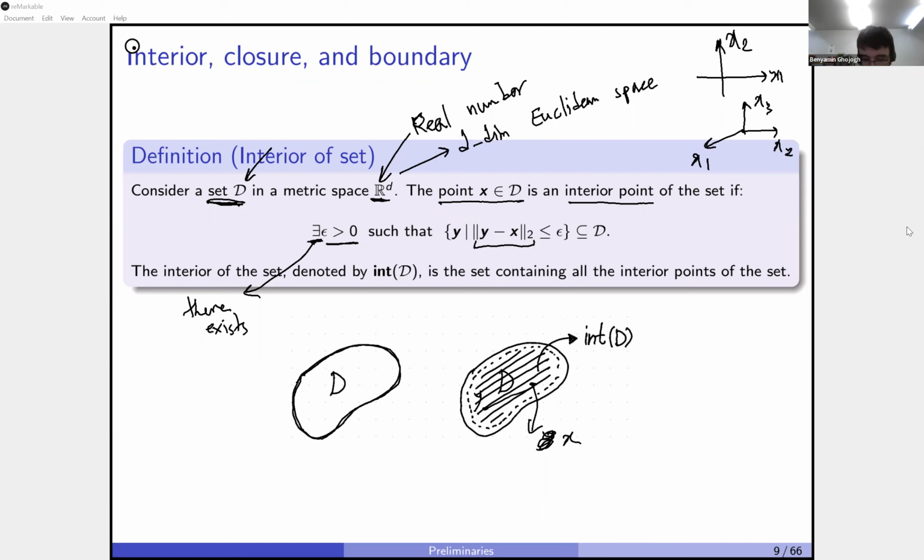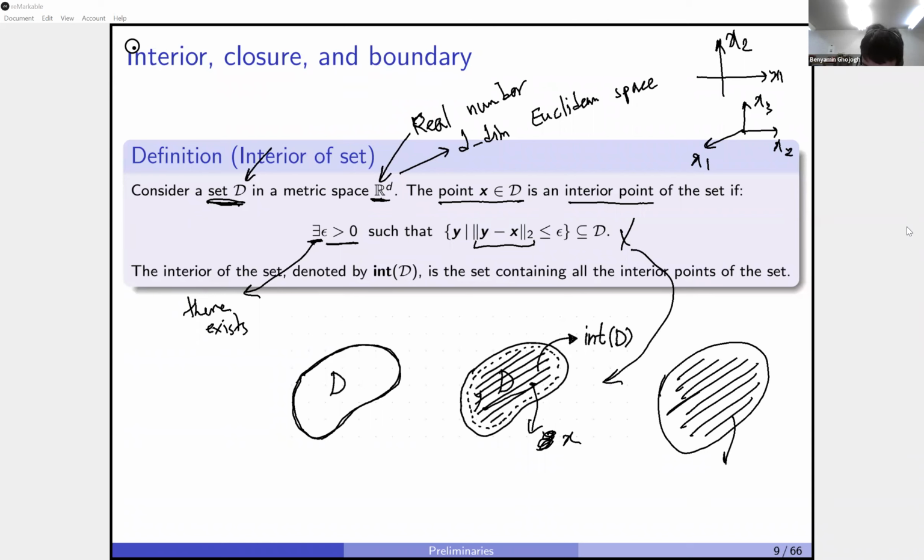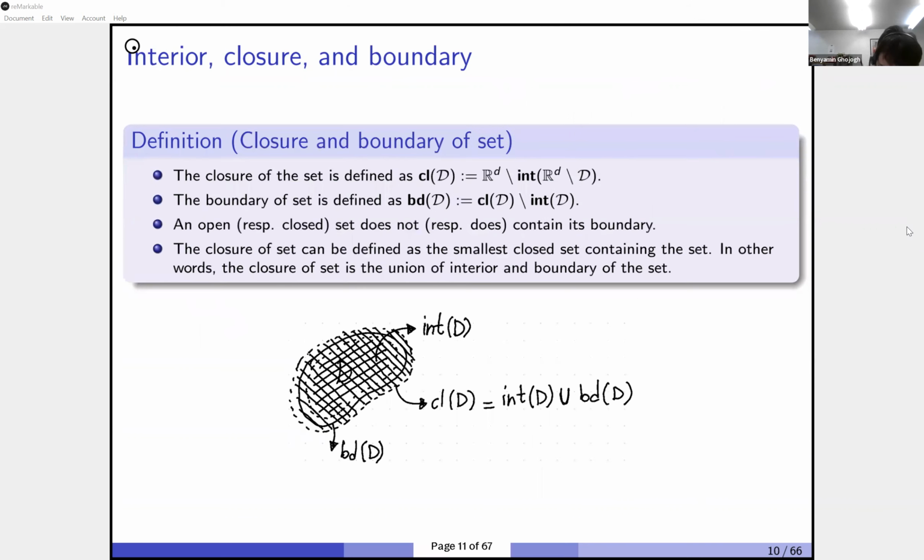In simple words, I'm drawing it here. It means that a set, excluding its boundary, is the interior of this set. Now, some other concepts. We have the boundary of the set, which means exactly the boundary. And what is the closure of the set? The closure means the interior and the boundary, their union. It means both interior and the boundary.